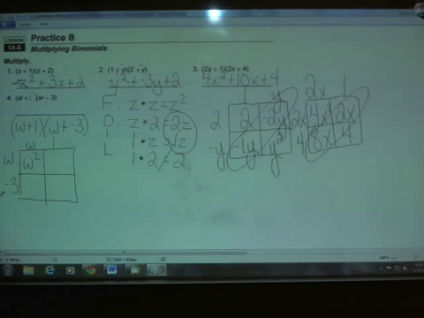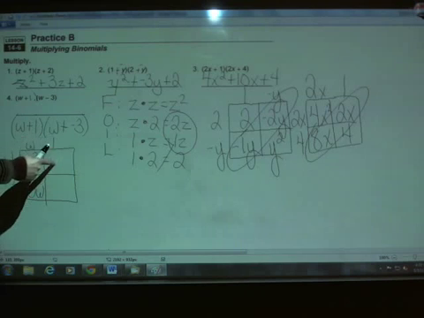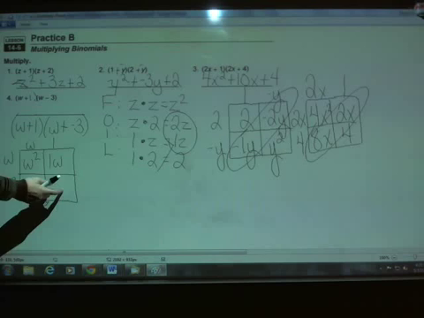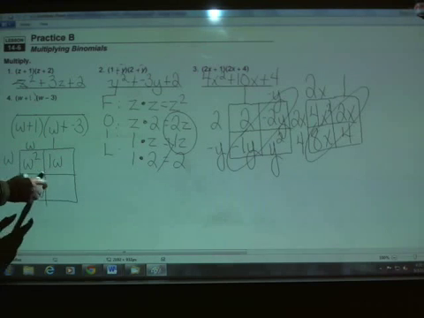All right, the next box down has w above it and negative 3 to the left of it. So that's going to give me negative 3w. This box here has 1 above it and w to the left of it. 1 times w is 1w. And this box here has 1 above it and negative 3 to the left of it. 1 times negative 3 is negative 3.